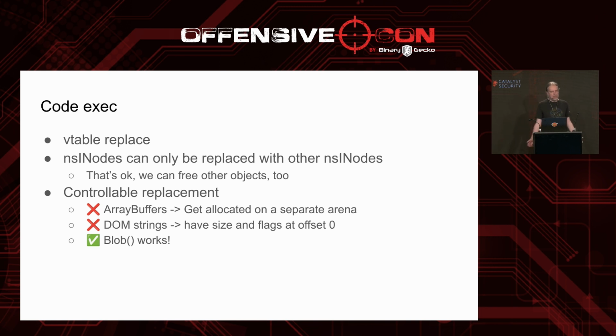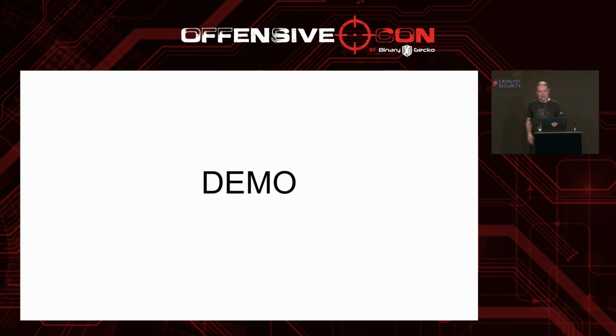And DOM strings, although you control most of the DOM string, actually at offset 0, a DOM string is going to contain some things that you can't control, such as its size and flags. So you can't really use it to do a vtable override. So what I ended up using was a DOM blob object, which firstly gets allocated on the default heap, and secondly, the entirety of its content is attacker controlled. So this works well. Okay, so let's show that exploit.